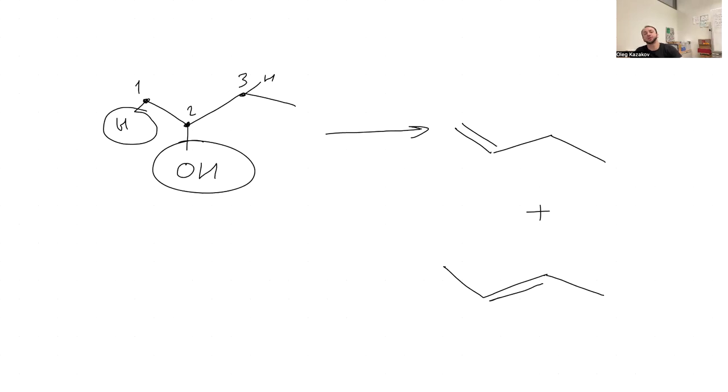So now, which one is major, which one is minor? Let's mark sp2 carbons with a different color. It's going to be, let's make it dark blue.